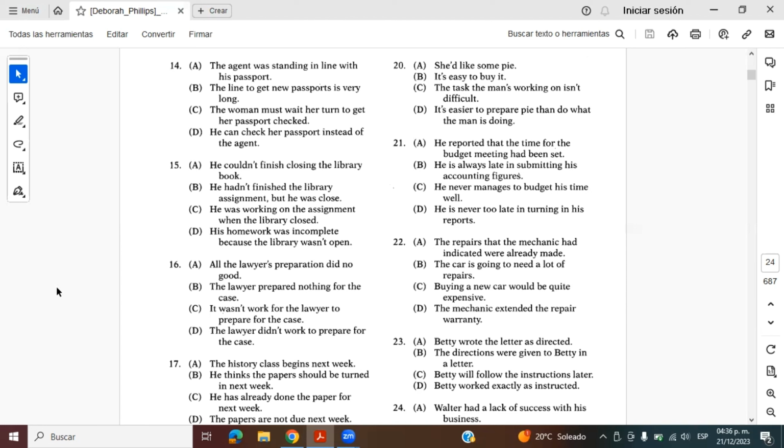Number 22. Has the auto mechanic told you how much work the car needs? He indicated that the repairs would be quite extensive. What does the woman mean?